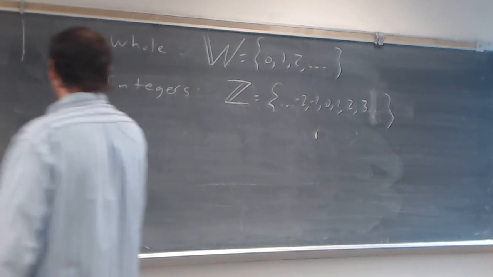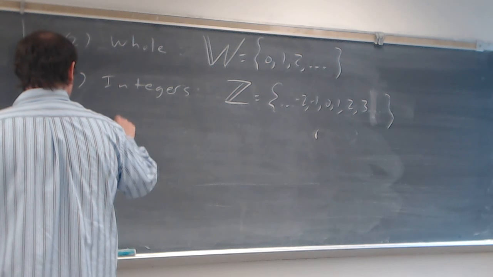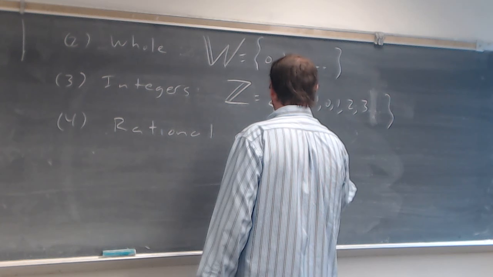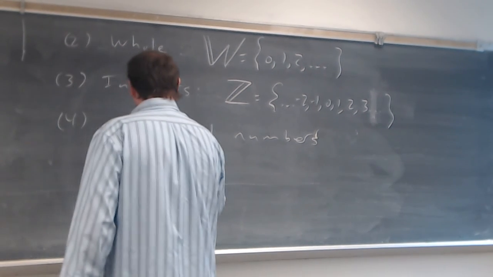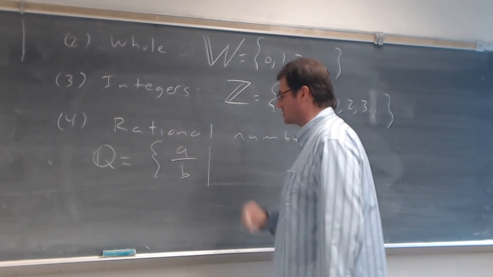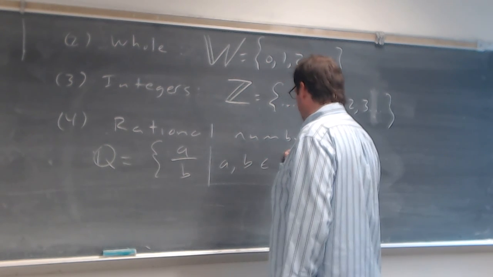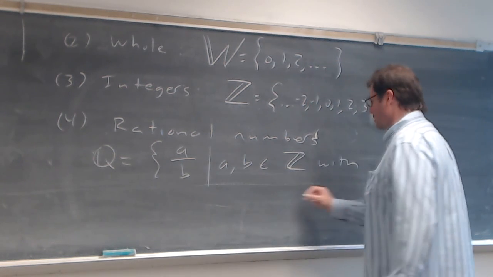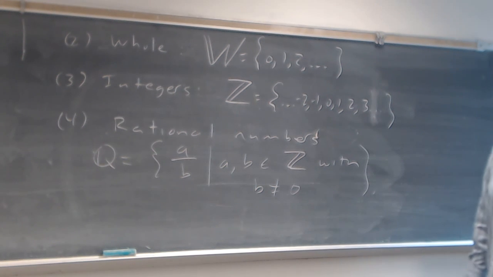And the last one we're going to look at for is the set of rational numbers. And the set of rational numbers are going to be represented by script Q. And what they are given by is their collection of objects that are A's over B's. So they're fractions, such that A and B are elements of the integers with one characteristic. B has to be different than 0. So those are rational numbers.